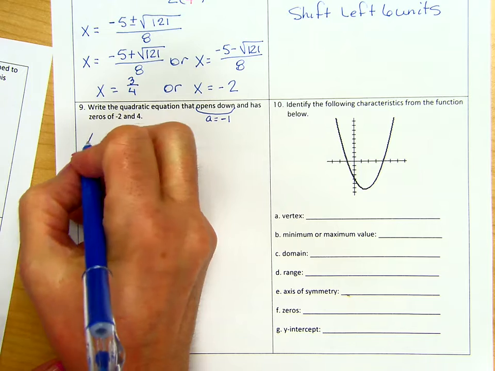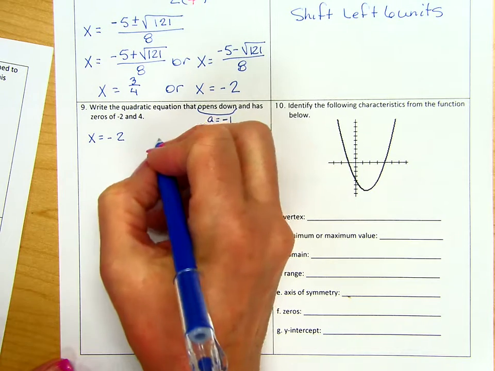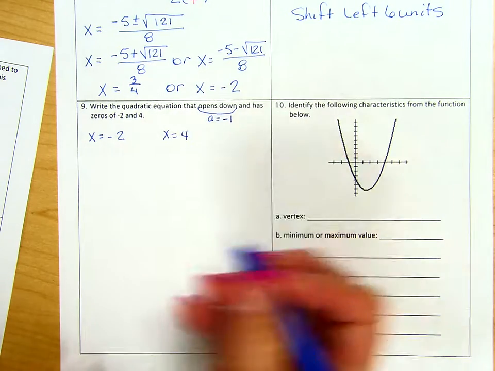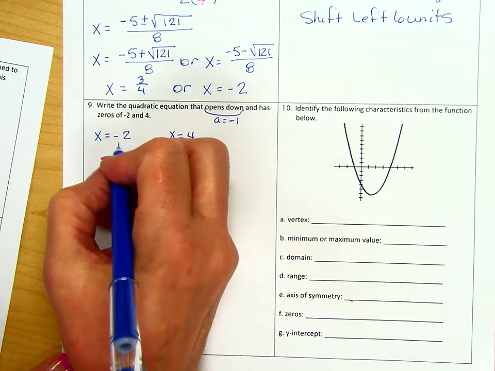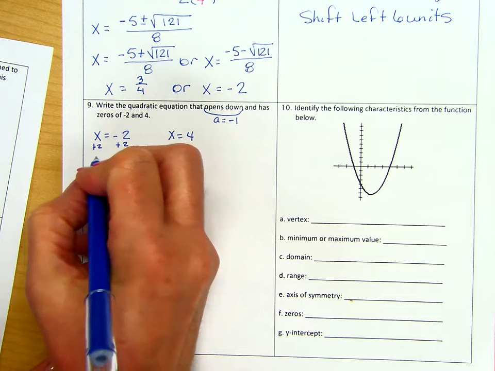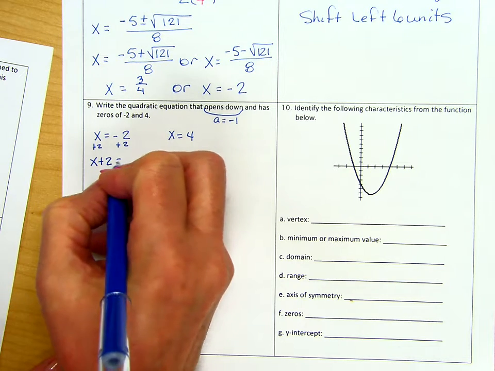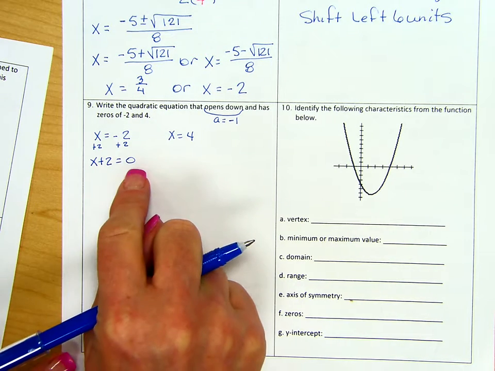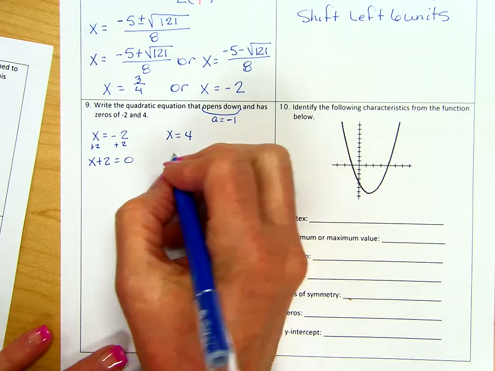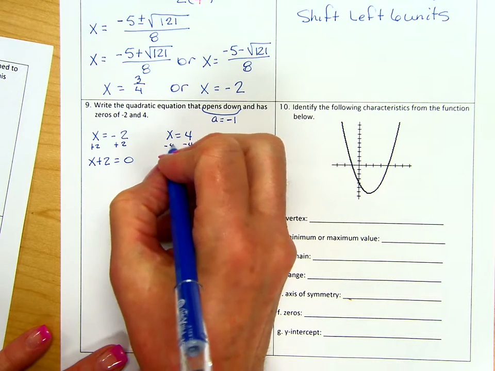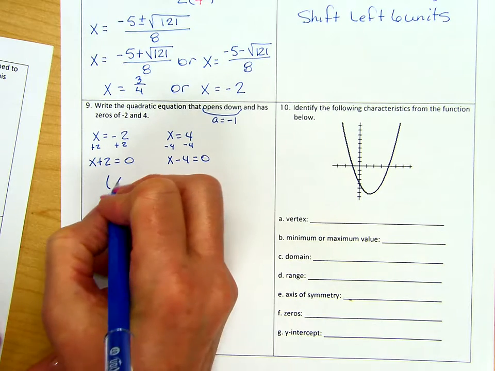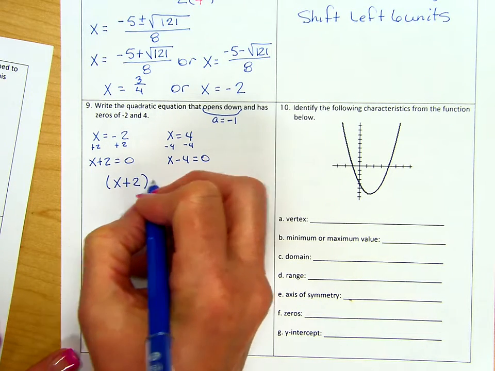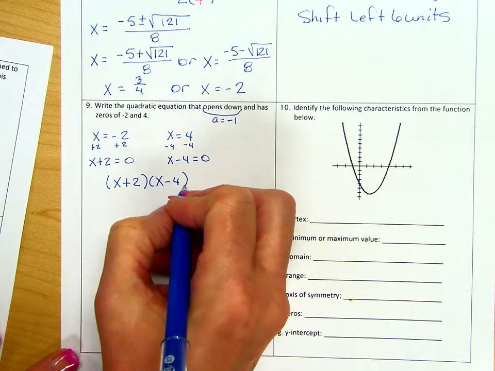So if my zeros are -2 and 4, what I need to do is create the factors. I do that by, for this one, adding 2 to both sides. So I get x plus 2 as a factor because a factor is set equal to 0 to get the 0. And on this side we'll subtract 4, so x minus 4 is going to equal 0. So my two factors are x plus 2 and x minus 4.